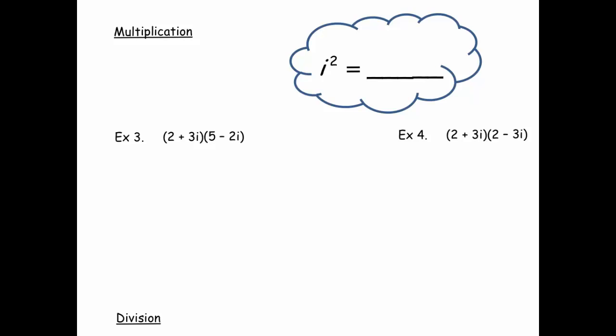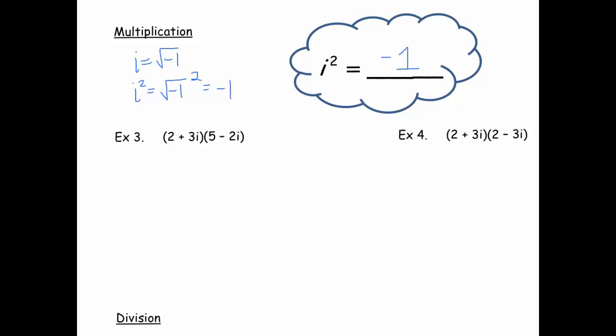Before we actually do a multiplication problem, you're going to have to know what i squared is equal to. Now remember that i is equal to the square root of -1. So i squared would be the square of the root of -1. Since squaring and square rooting are inverse operations, that means they undo each other, and we would just be left with the -1. So anytime we see an i squared, we're going to replace that with a -1.